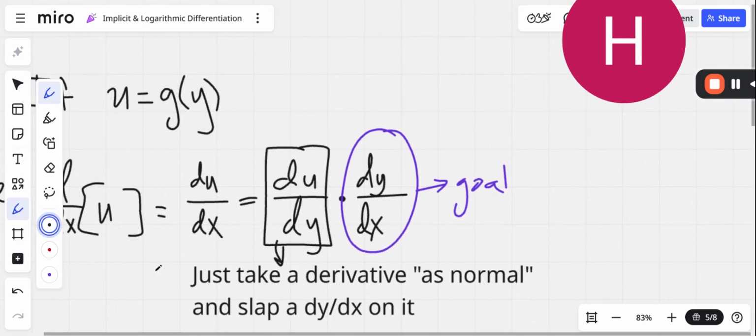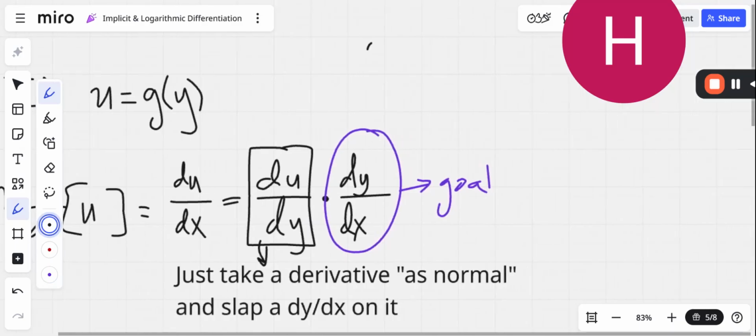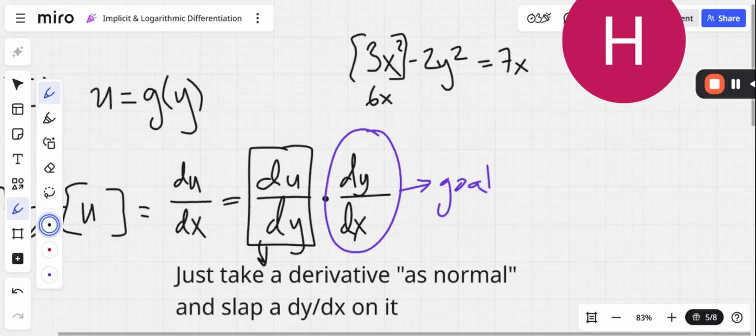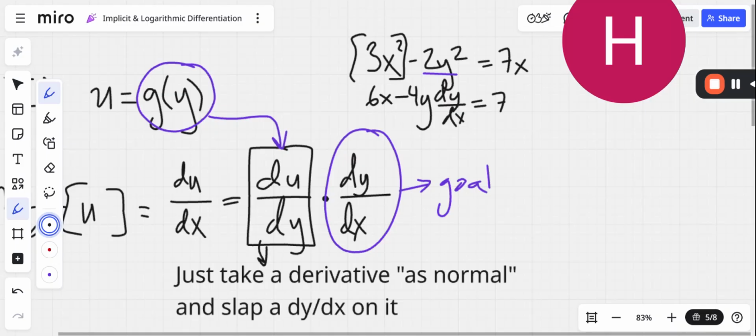Let's look at a quick example before we get into those 3. So if I have something like 3x squared minus 2y squared equals 7x. When I take a derivative of both sides, d dx, this one works out nicely. This is very easy. It's just 6x because I did it d dx. But for this here, I have to treat it like a function of y. And what do I do with that function of y? I take its derivative as normal with respect to y. So this is 4y, right? Power rule, simple. But then I have to slap a dy dx on it. And this is going to be equal to 7.